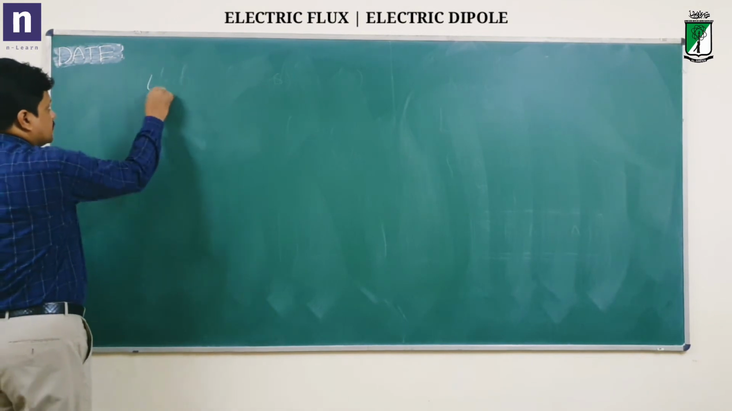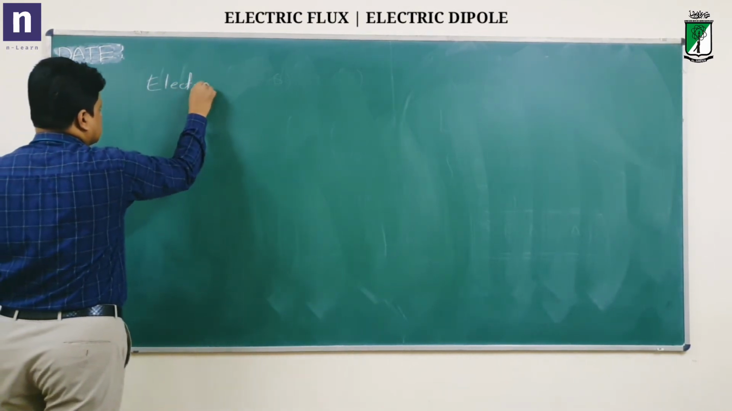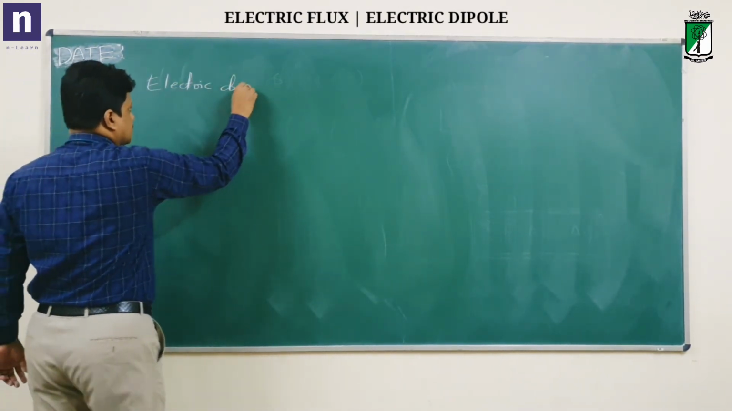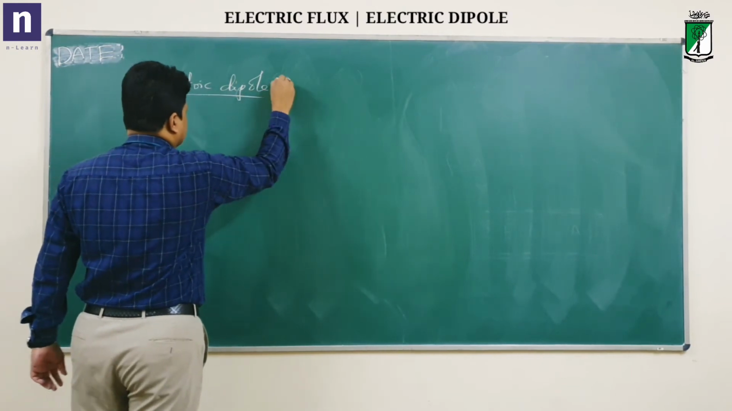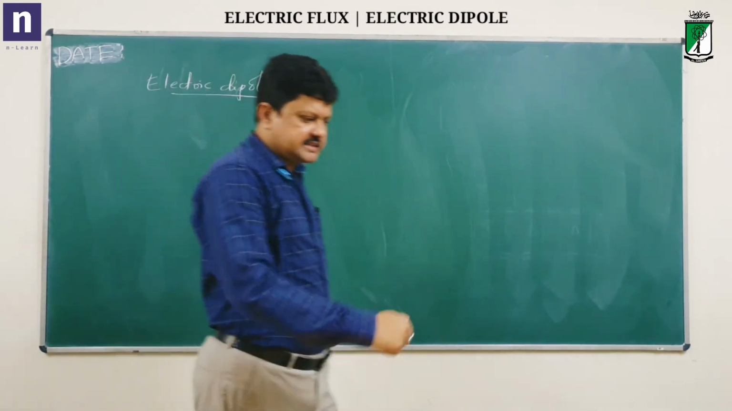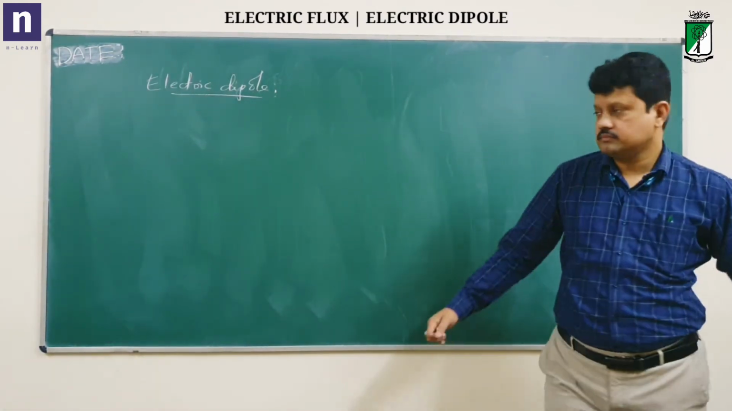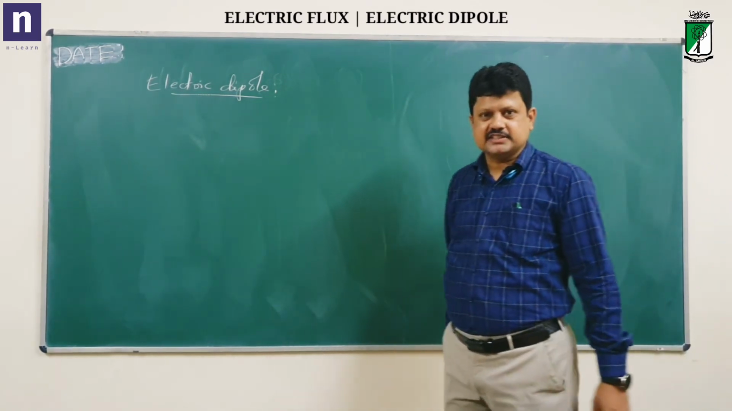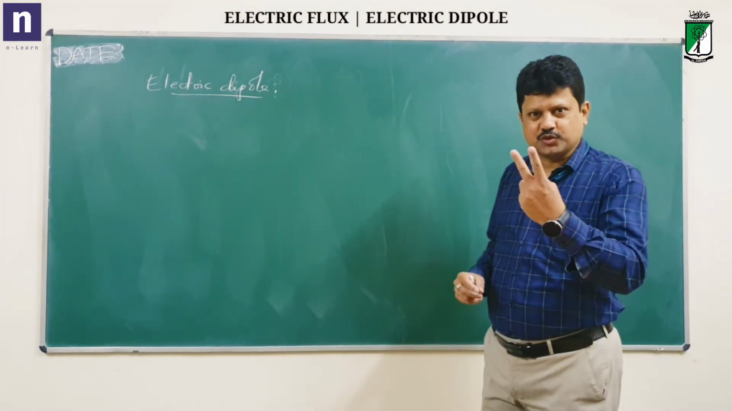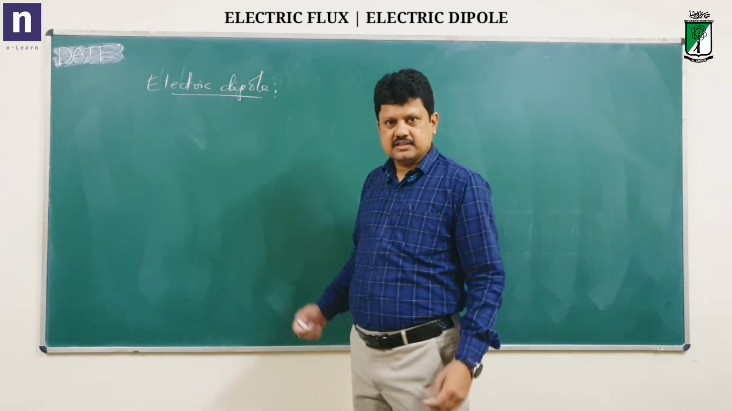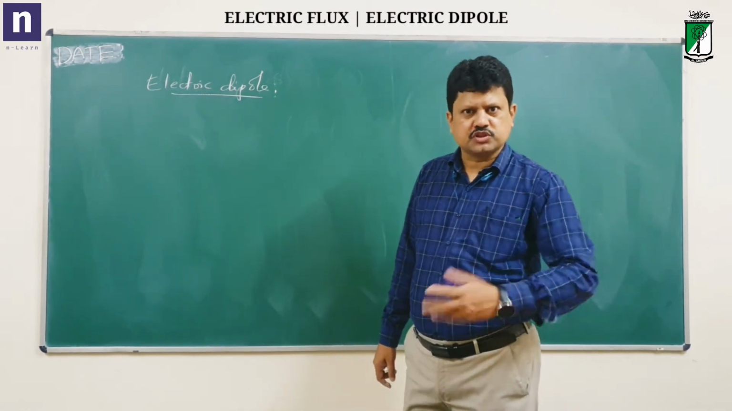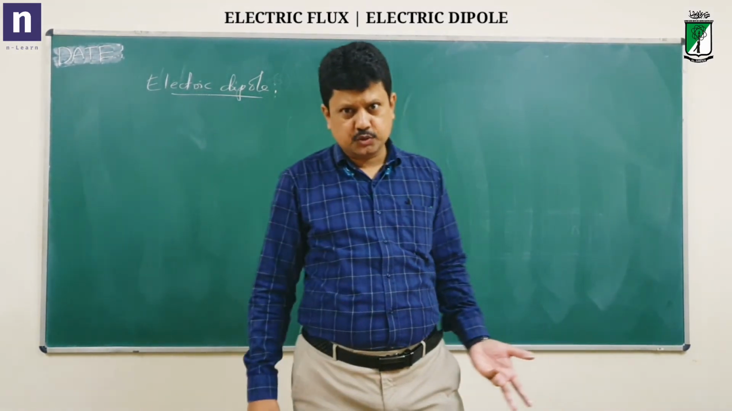Now let us see what an electric dipole is. As the name itself says, dipole means two poles. Like a magnetic dipole, where north and south, two poles, will be there. That's why it is called a magnetic dipole.